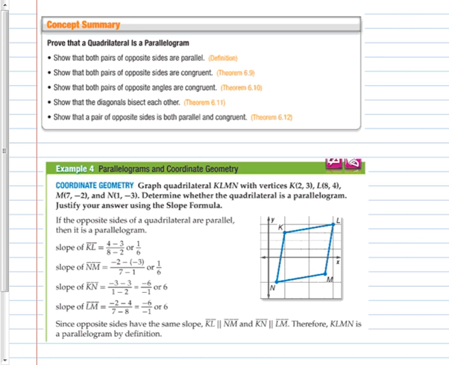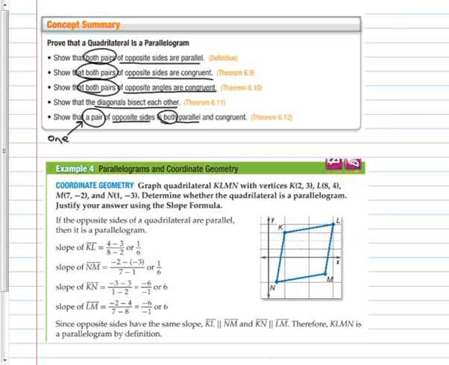Concept summary. The review. Show that both pairs of opposite sides are parallel. That's the definition. That's what a parallelogram is. We didn't go over that as one of our four, but that's the very beginning definition. Show that both pairs of opposite sides are congruent. Show that both pairs of opposite angles are congruent. Show that diagonals bisect each other. Or one pair of opposite sides both parallel and congruent. The only time I can only use one pair of anything is if they're sides and I know two things about them, that they are both parallel and congruent.